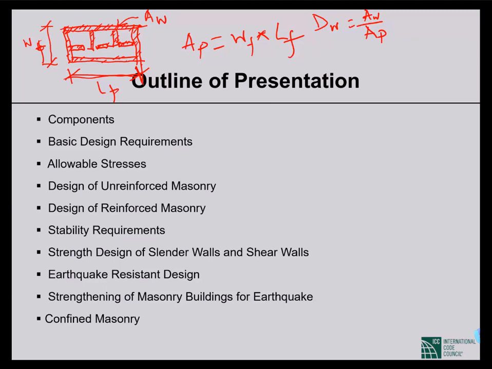Okay, we can segregate wall density in different directions. Wall density along the x direction, wall density in the y direction. But in general, wall density is the total wall area in a floor plan divided by the total floor plan area. So that is wall density.